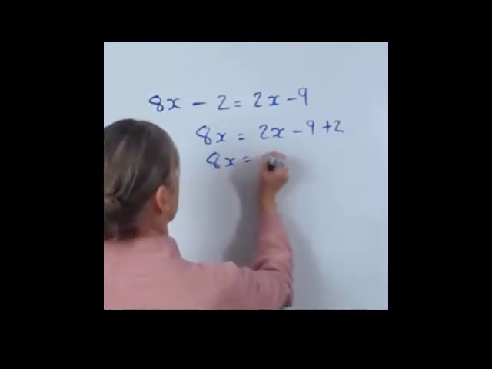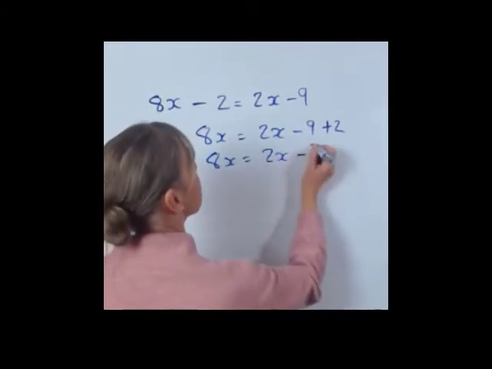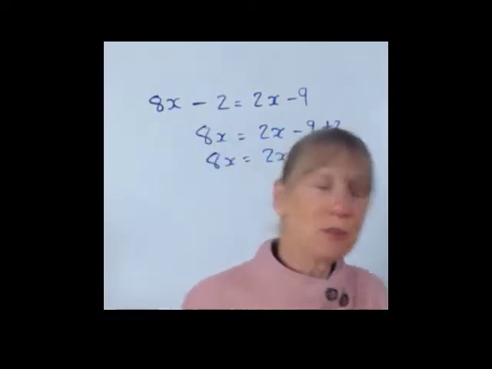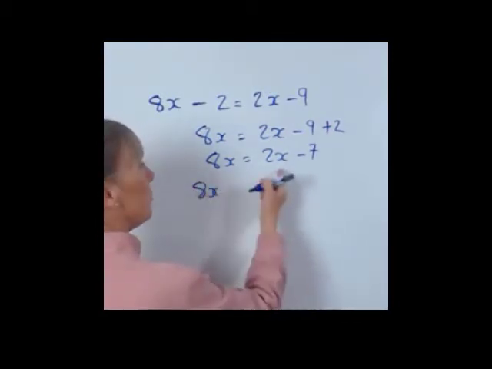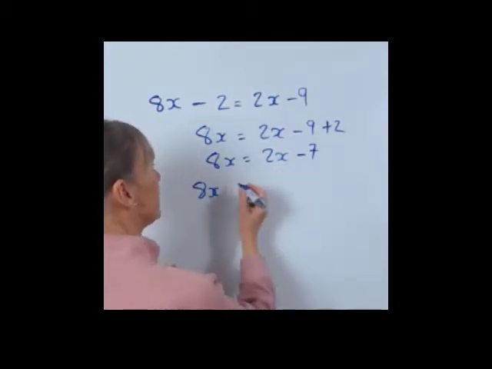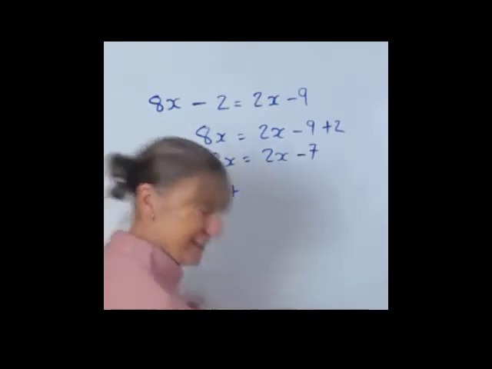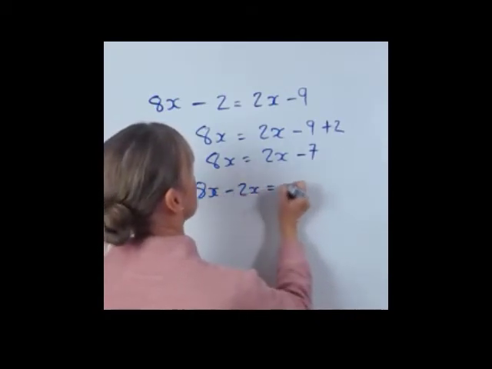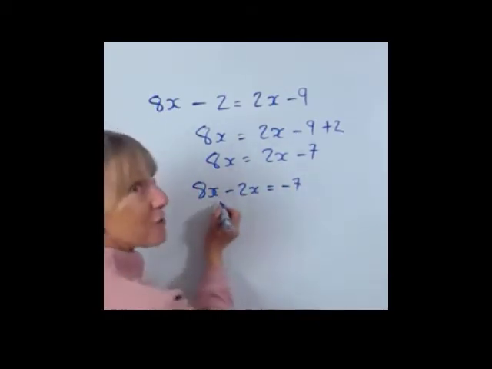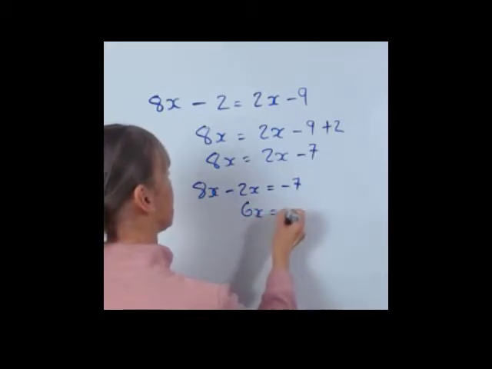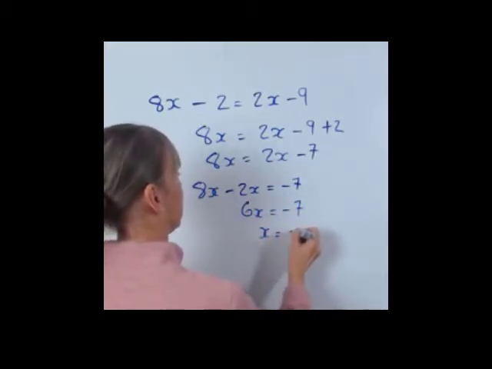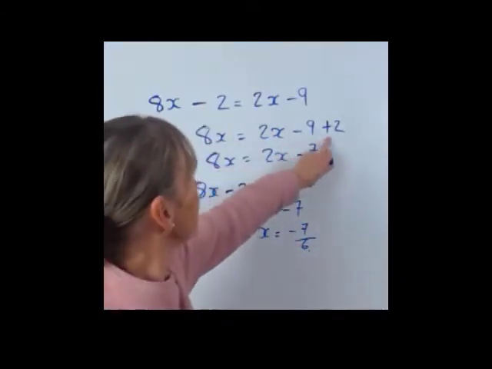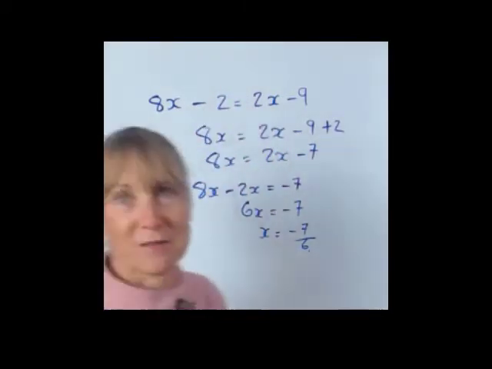So 8x equals 2x minus 7. Now the 2x, I might decide I want to move that to the other side. And what do I do? I move it, but I have to change the sign. It's positive here, so it's positive now, so it becomes negative. Equals minus 7. So 8 lots of x minus 2 lots of x, 6 lots of x equals minus 7. So x equals minus 7 over 6. Yep, so we moved that and made it positive. We moved this and made it negative.